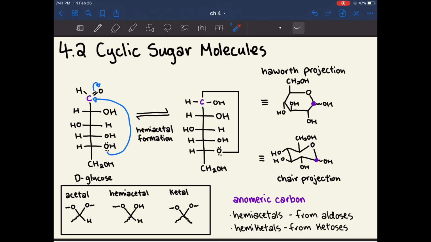And you can also draw your cyclic sugar in the classic chair projection, where the anomeric carbon is also unknown as to whether the OH group is up or down. So I also drew here a ketal, because this ketal can also form a hemiketal if this here was a hydrogen. Aldoses, such as glucose, form hemiacetals, and ketoses will form hemiketals.